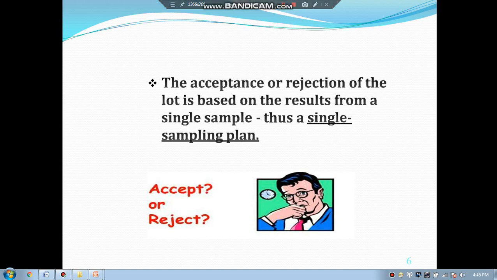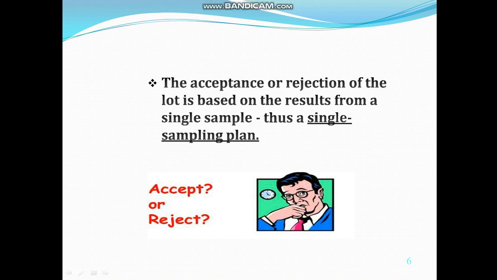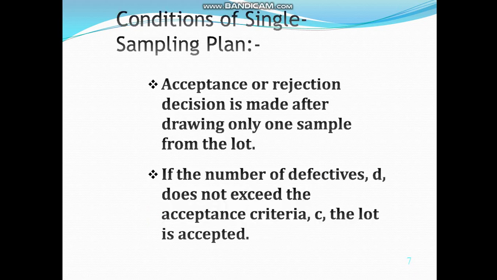Here also it is written that the acceptance or rejection of a lot is based on the result from a single sampling, and that is why it has got its name single sampling plan. Now there are certain conditions of single sampling plan, we have already discussed it, and they are: acceptance or rejection decision is made after drawing only one sample. So in single sampling only one sample is inspected, and on the basis of that only we have to take the decision whether to select the lot or reject the lot.